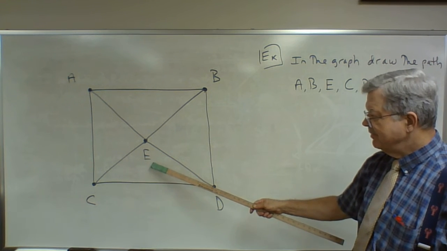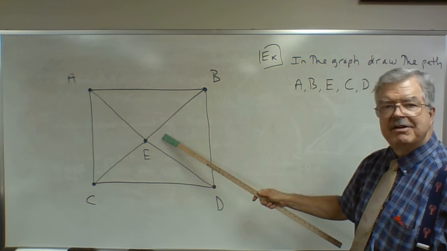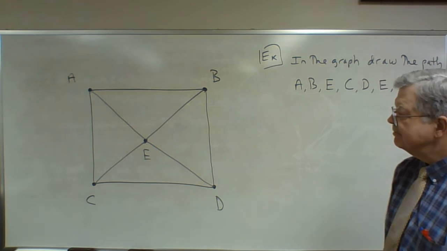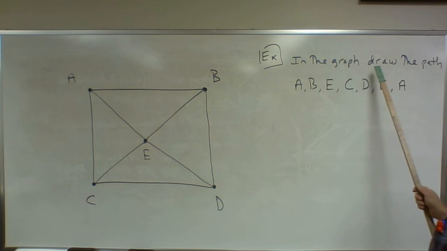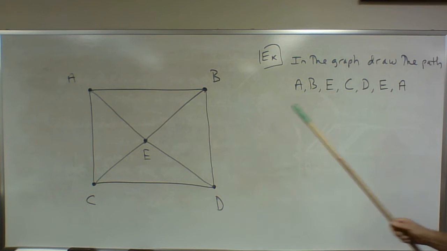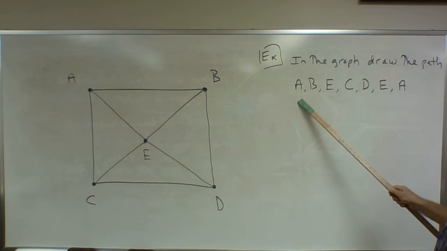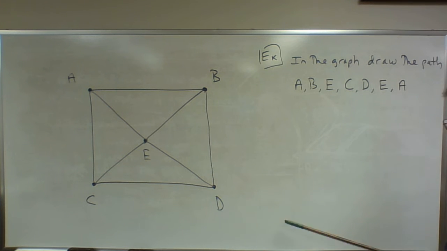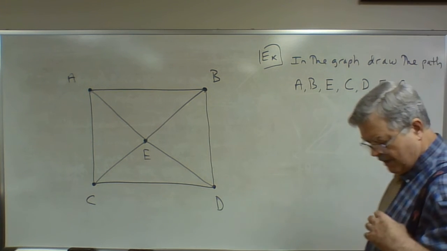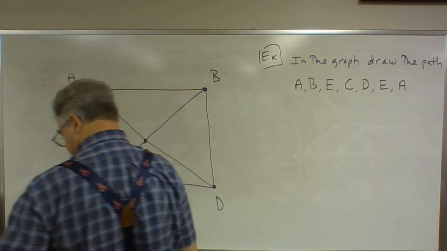And E. E is connected to every other vertex. And this says, in the graph, this one, draw the path A, B, E, C, D, E, A. Well, let's see if we can do this.